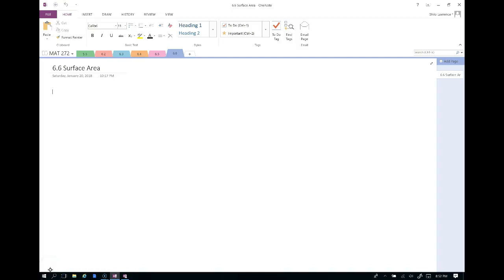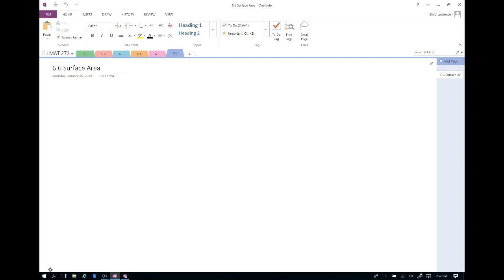In section 6.6, we're going to continue to build upon this idea of revolving, but then we're also going to throw in what we just learned in 6.5 about arc length to come up with this new formula that involves integration for finding surface area for surfaces of revolution.